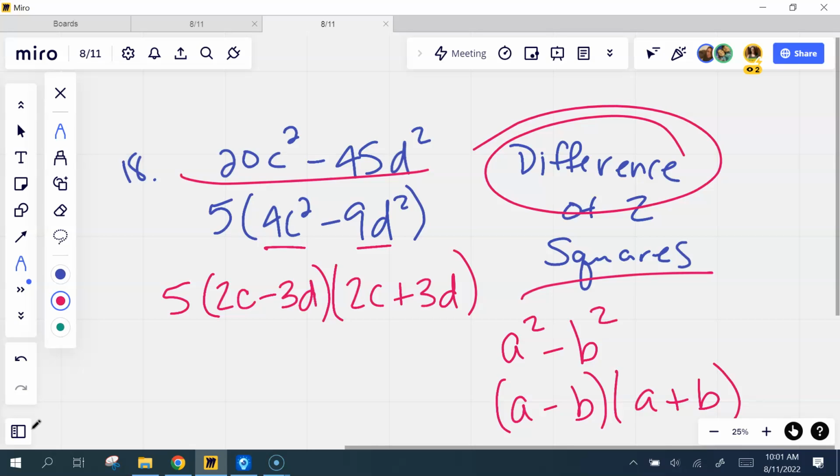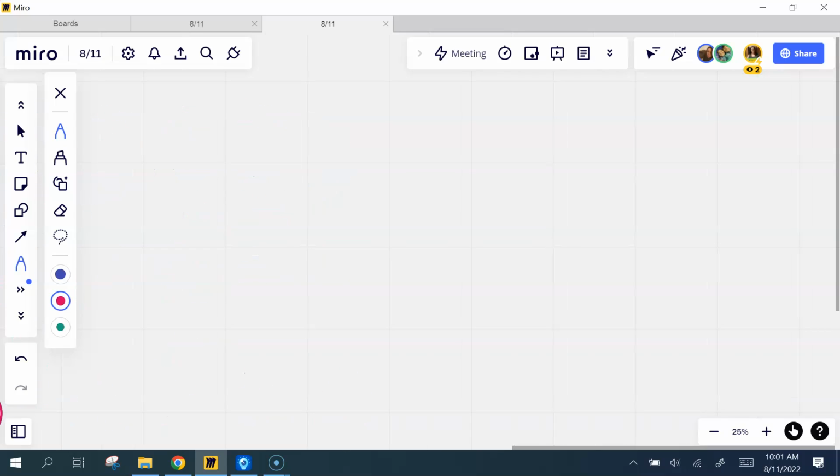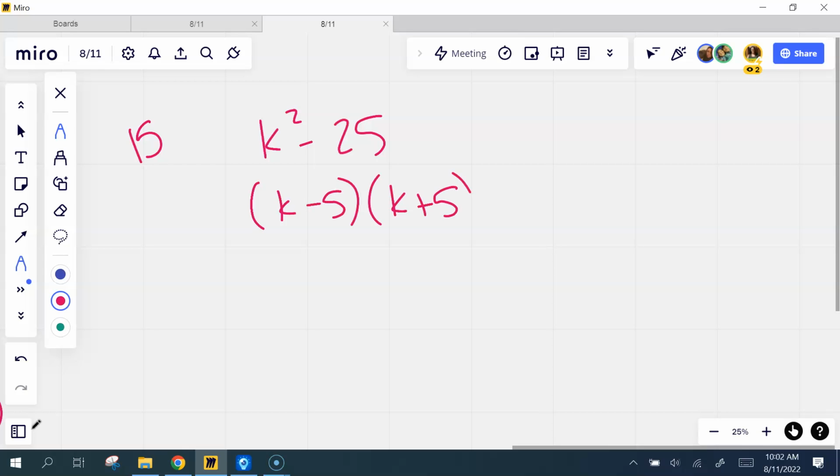Other questions from your homework? Y'all good? Let's use our new pattern. Look, do you recognize it? It's a difference of 2 squares because it's a minus sign, and they're both perfect squares. So if that's the case, which it is here, k minus 5, done.